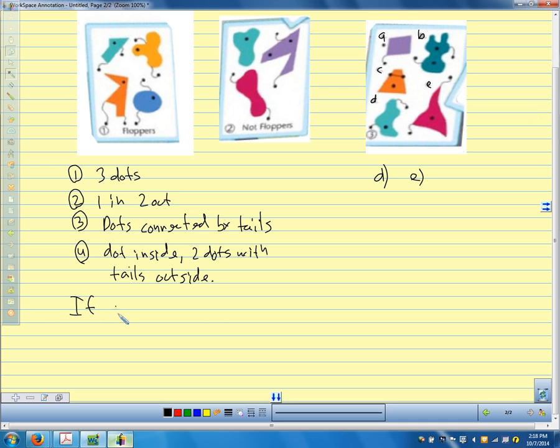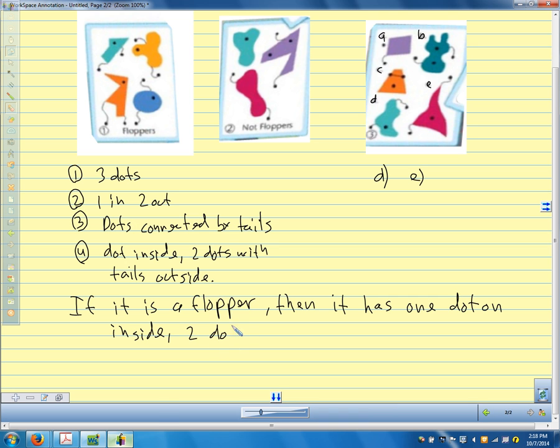So I'm going to say if it is a flopper, then what are we going to say? If it is a flopper, then what does it have? It will have one dot on the inside and on the outside. So let's just say it that way. Then it has one dot on the inside, two dots outside. So that's one way to describe a flopper.